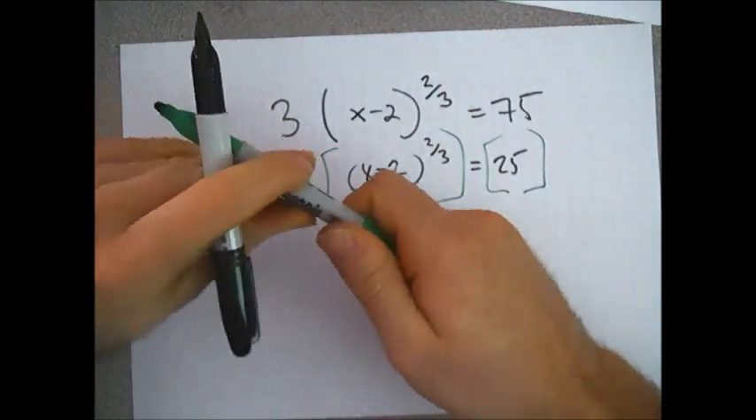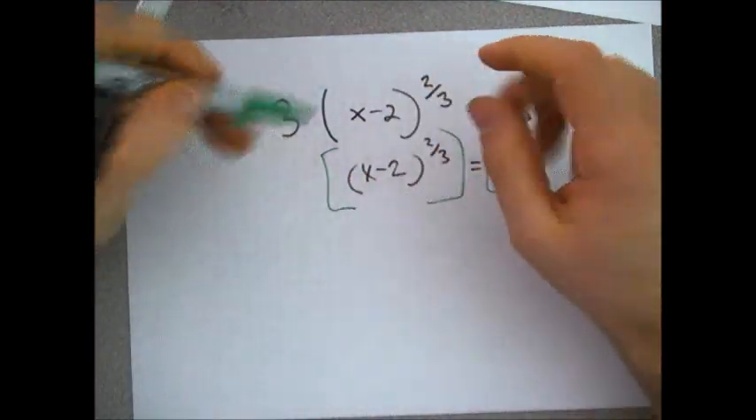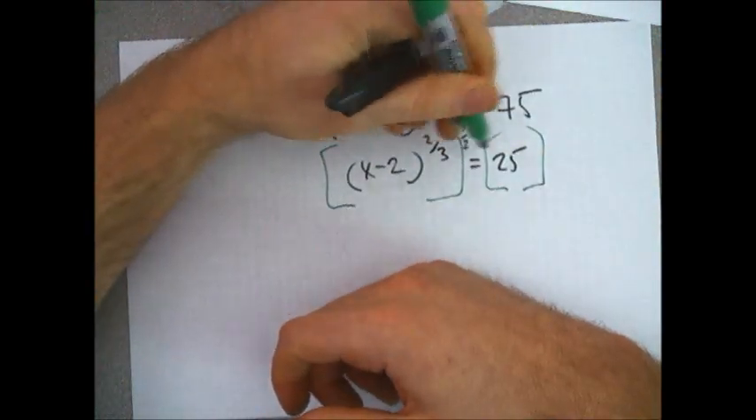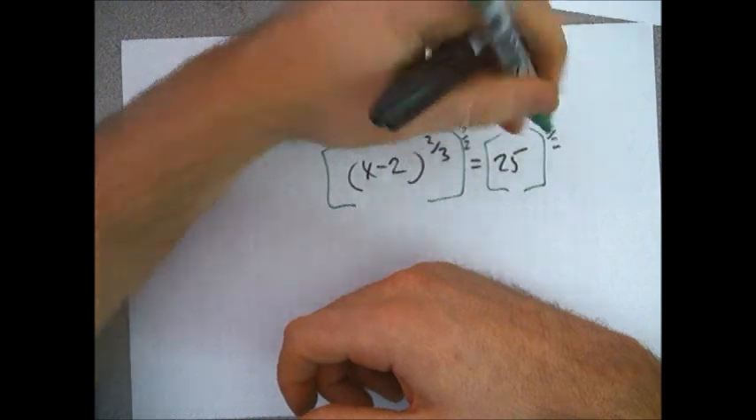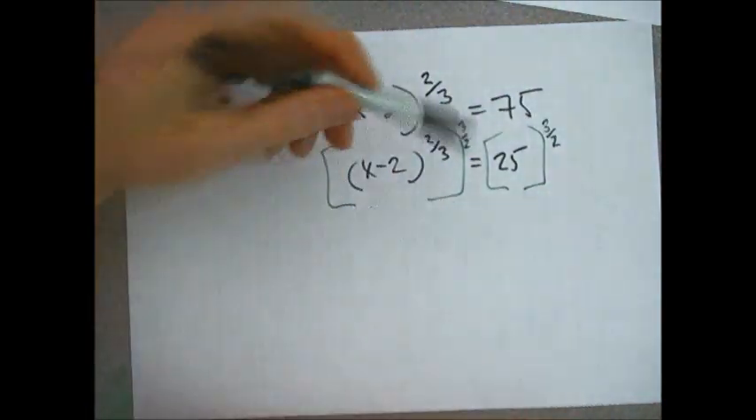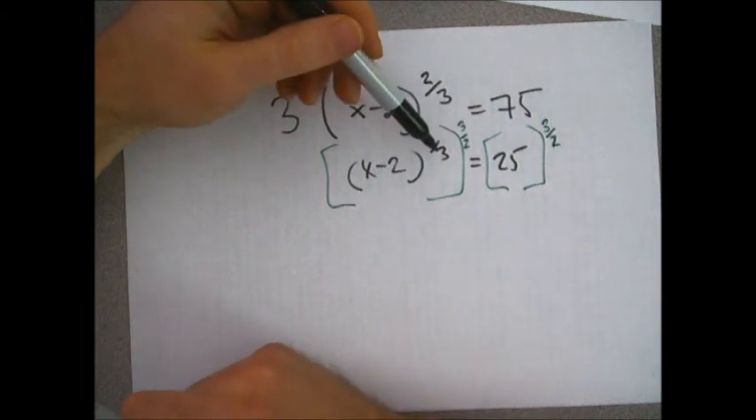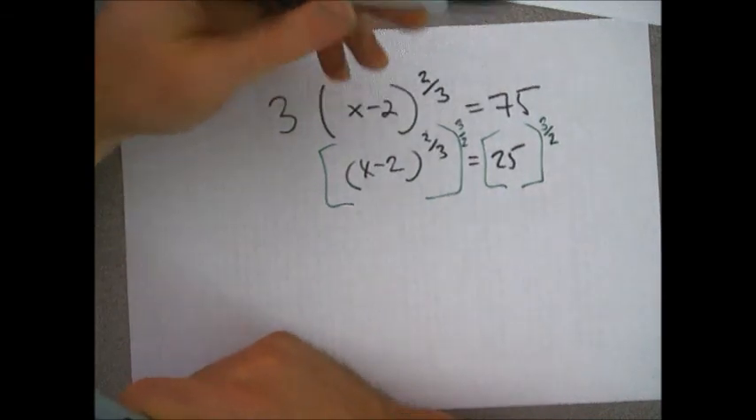Yes, I raise both sides to the reciprocal powers. In other words, I take this power and I flip it. So when I raise this to the 3/2, I have to do it to both sides. Now on the left side, when I raise this to the 3/2, what is this? 6/6, and 6/6 really cancels. It just gives me 1.